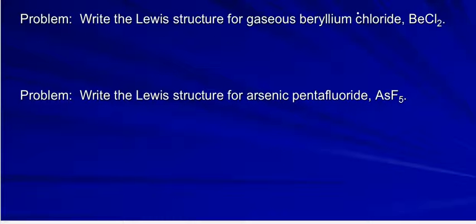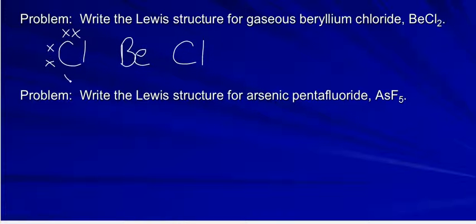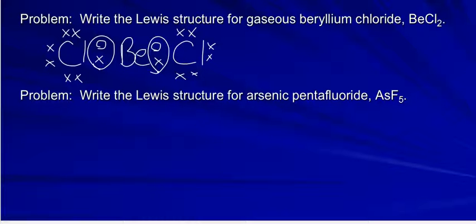So if I want to write the Lewis structure for BeCl2, chlorine has 7, and beryllium has 2. In the compound, beryllium only has 4, but that's okay because beryllium is one of those exceptions with less than an octet.